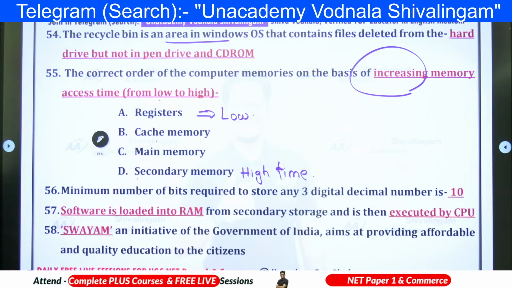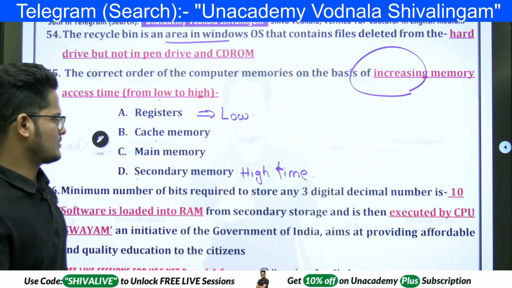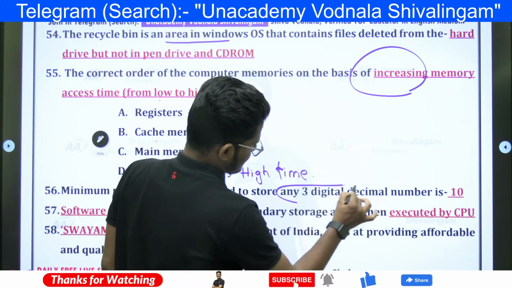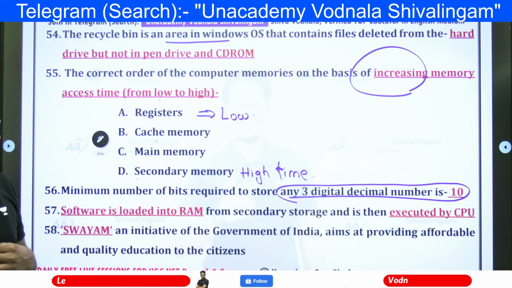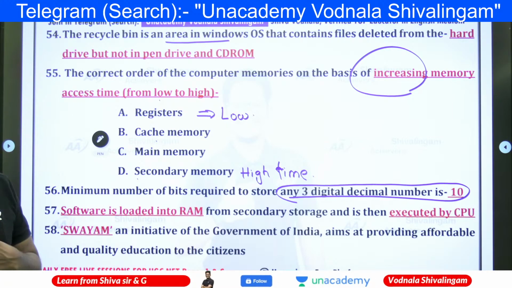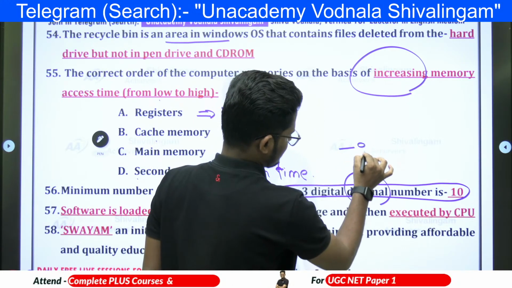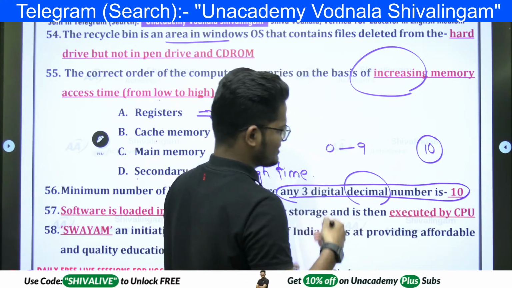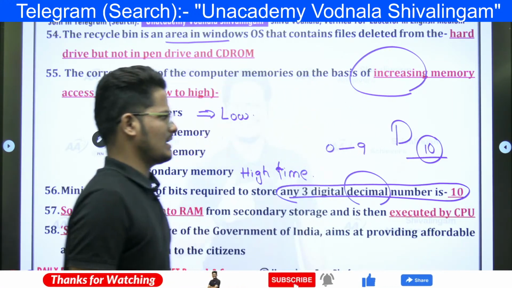We have just understood this on the platform. We solved this question, which was also given in 2021. The minimum number of bits required to store any 3-digit decimal number is 10. Any 3 digits, because until 9 it is a single digit. Then the decimal radix itself is 10. 10 is the radix for decimal.